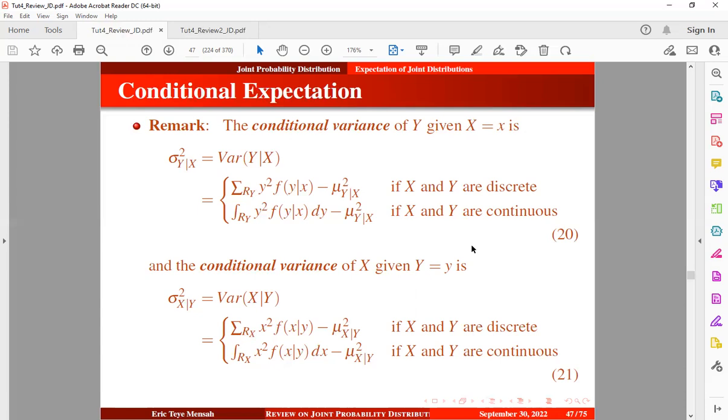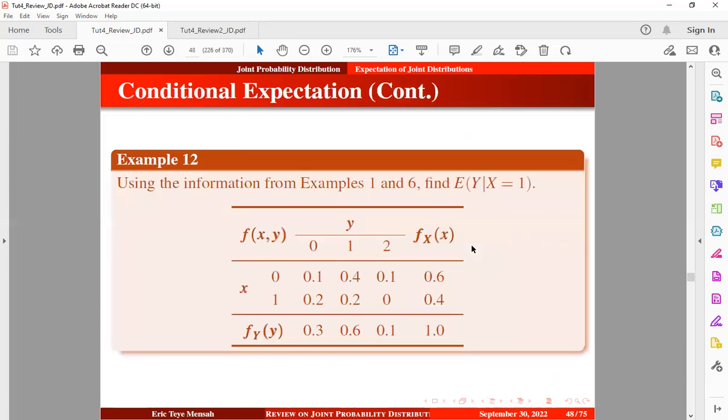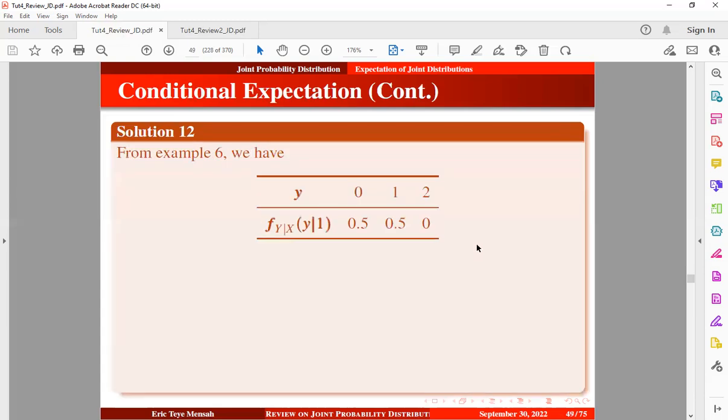So let's take an example. You will realize that this is quite simple to do. So using the information from examples 1 and 6, I want to find the expectation of y given that x is equal to 1. So if you have maybe missed these two examples, you can check them out by clicking on the link in the card above, or check the description of this video for the link, okay? All right, so now let's take a look at the solution.